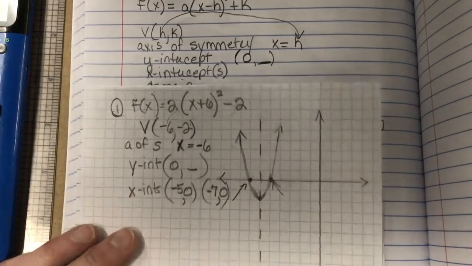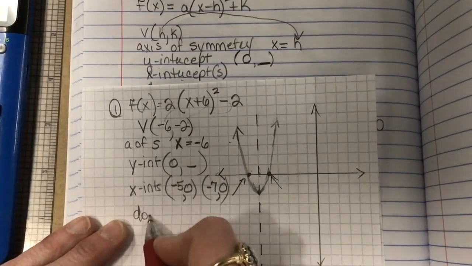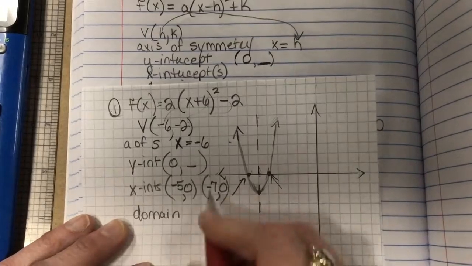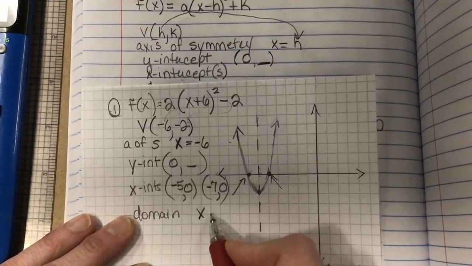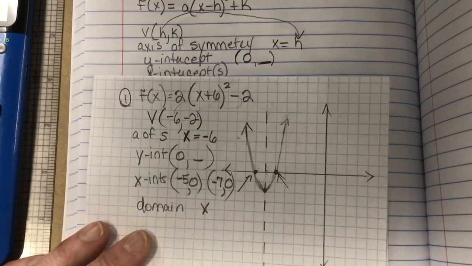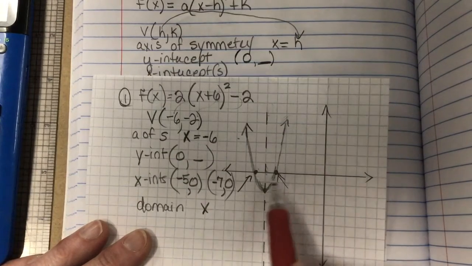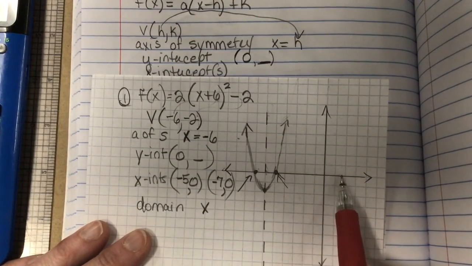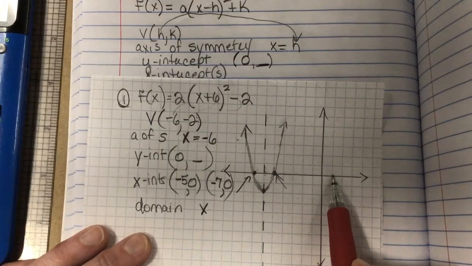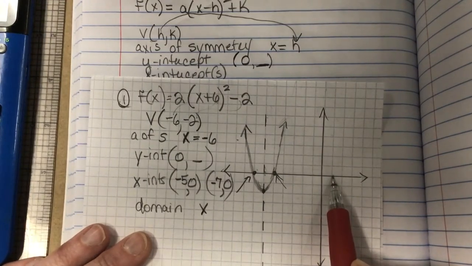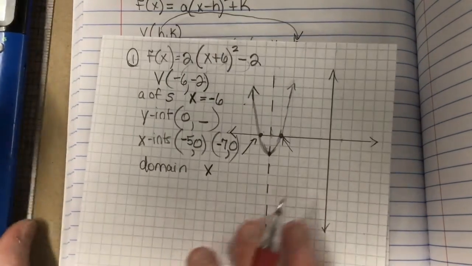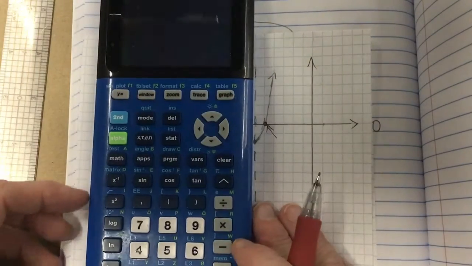And what do we have next? Domain. Okay, remember, domain is your x's. Now tell me about the x's. Let's go to our x's, x-axis, and see what x's have y's. Will one have a y? You don't think so? Well, I tell you what, let's go to our graph, and I'm going to show you something here anyway.